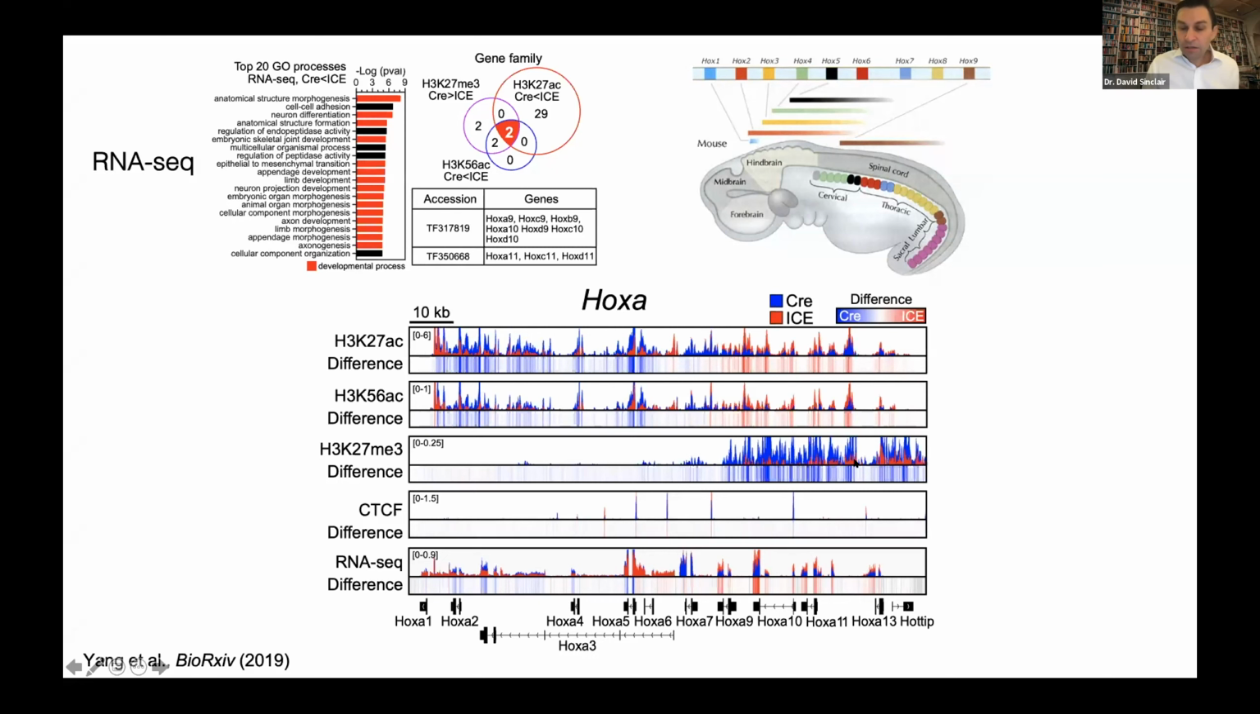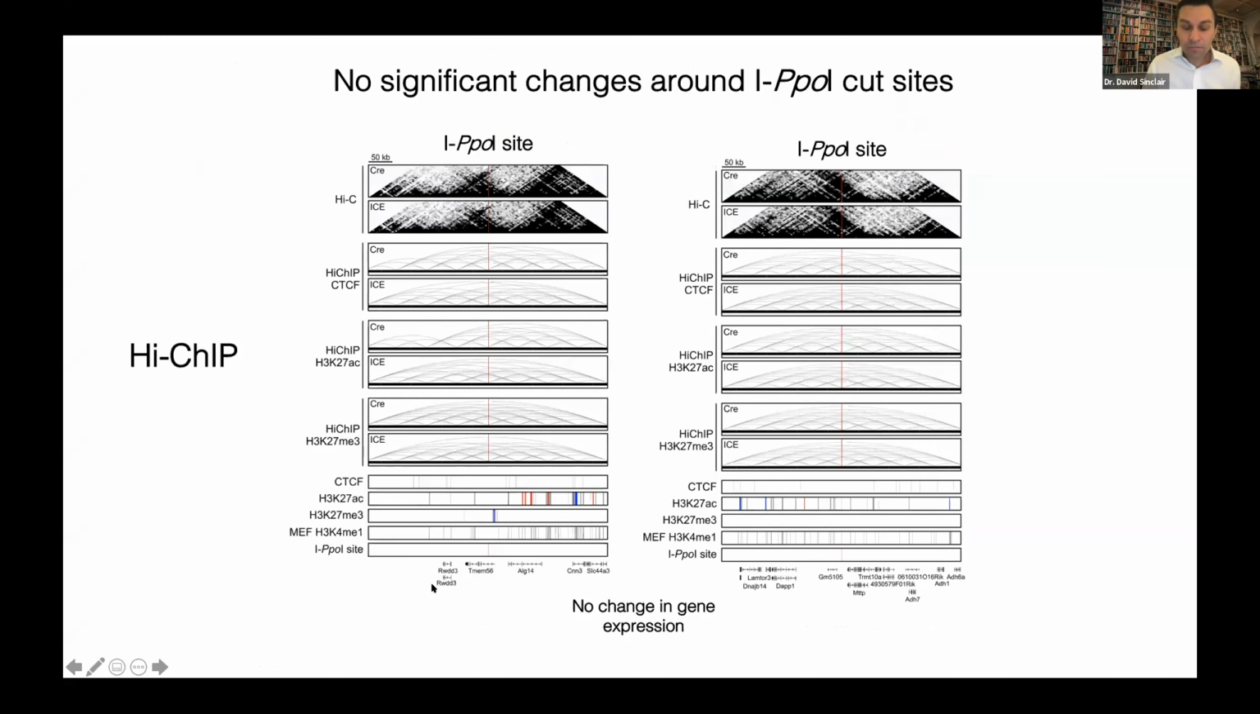So we're starting to de-silence at least this side of the locus. You can see an RNA-seq down here. These genes over here are coming on. And interestingly, over here, this proximal part of the Hox locus is being silenced. So here's where Hi-ChIP came in to help us understand what's really going on. We got so much more information than the regular ChIP-seq.